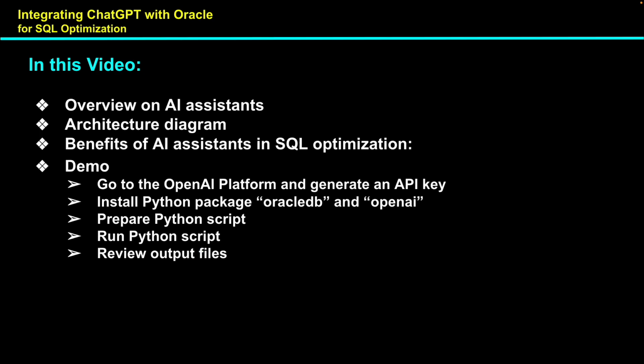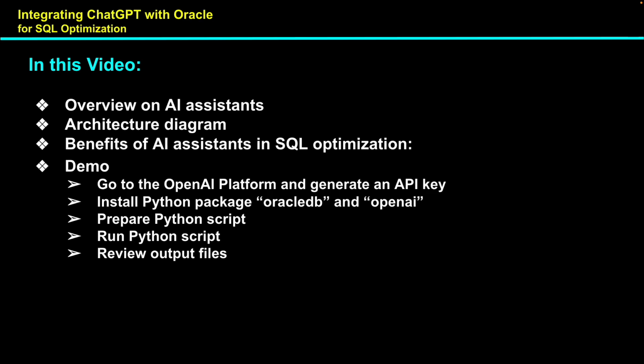In this video, we'll have an overview on AI assistants, and then we'll walk through the architecture diagram. Then we'll see the benefits of AI assistants in SQL optimization. And then we'll have the demo. As a part of the demo, we'll go to the OpenAI platform and generate an API key, and then we'll install the Python packages for Oracle DB and OpenAI. Then we'll walk through the Python script that connects to the Oracle DB and pulls the top 20 resource intensive SQLs and their execution plans, and then we'll have ChatGPT analyze and provide the recommendations.